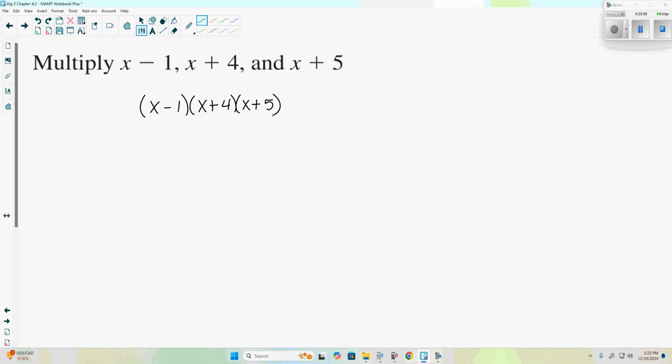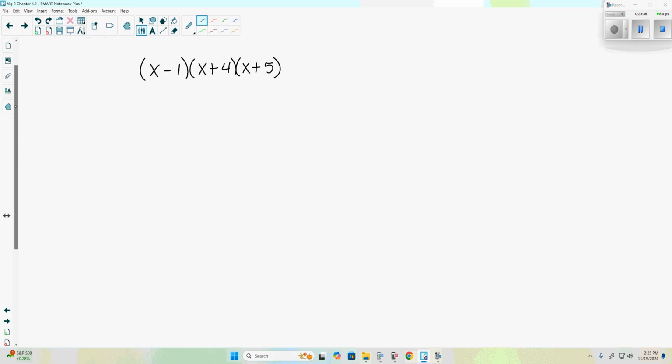Now, when we're multiplying 3 expressions together, we're going to pick 2 of them and multiply them together first. The 2 that we pick really doesn't matter. We can pick the x minus 1 and x plus 4, or we can pick the x plus 4 and x plus 5. The one I normally wouldn't pick is x minus 1 and x plus 5 because we're jumping across 1. You can do it, it just gets a little messy. So normally we just pick the first 2.